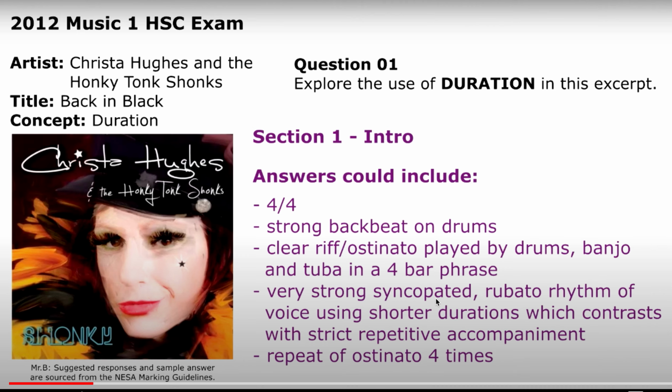And here's that point I just made. So very strong syncopated rubato rhythm of voice. What that means is that the voice is using free time. So it might be rushing through some phrases but slowing down on others. And that's in contrast with the repetitive accompaniment, which is the ostinato by the drums, the banjo, and the tuba. And then it says the ostinato is repeated 4 times. So let's listen for all that.